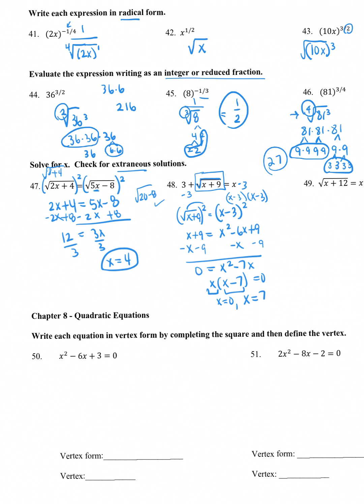But I need to check my answers. So I'm going to start with 0. And when I plug in 0 for the x, I get 0 plus 9. So I get 9. Square root of 9 is 3. 3 plus 3 is not equal to 0. So that one is an extraneous solution. It doesn't check out. And the next one, when I plug in a 7, I have 3 plus the square root of 16. And I want to see if that equals 7. And it does, because 3 plus 4 is equal to 7. So x equals 7 is the answer that checks out. All right, next one right here.